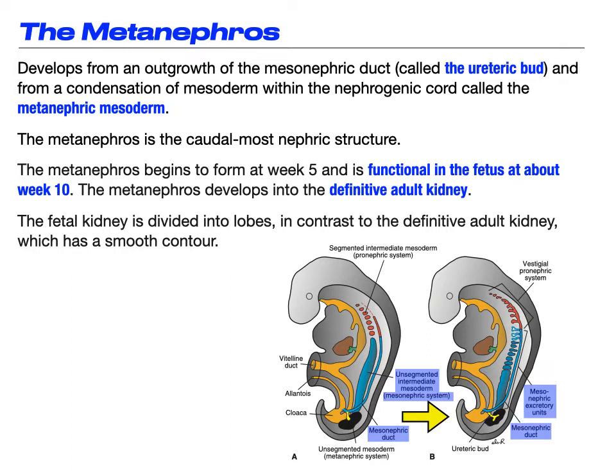The metanephros forms in the pelvic region. First, intermediate mesoderm near the mesonephric duct differentiates into metanephric mesoderm, sometimes called the metanephric blastema. The metanephric mesoderm produces growth factors that travel to the mesonephric duct. In response, the duct sprouts a small bud called the ureteric bud, which is connected to the mesonephric duct through the ureteric stalk. And that's it for the introduction of these three parts.